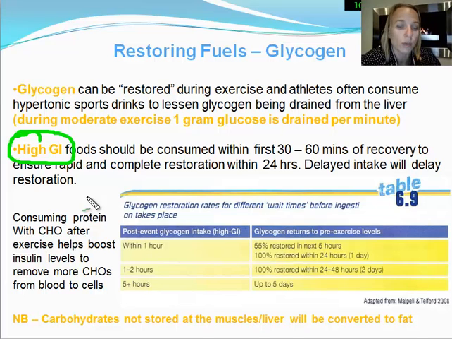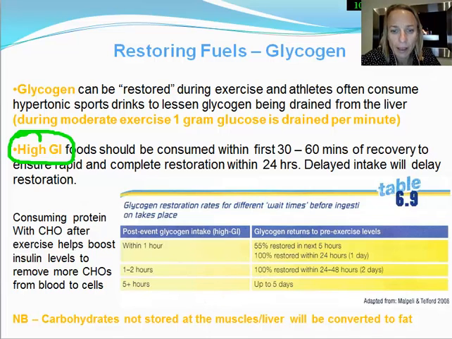And it's also a good idea to consume protein, such as milk drinks, together with the carbohydrate. For instance, a banana smoothie is a classic recovery drink. It has both protein and carbohydrate. And what the protein does is it helps stimulate insulin, which removes the blood sugar out of the blood and into the cells to again maximize recovery.